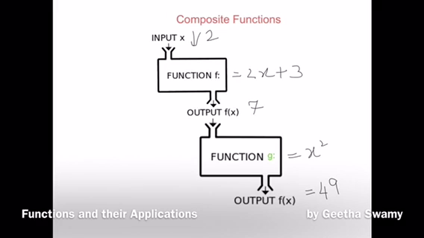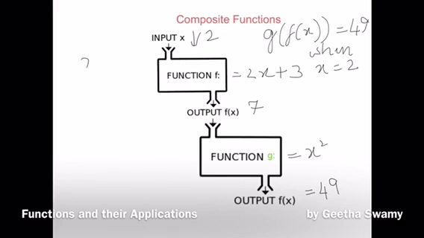So the output of the composite function g(f(x)), because we are putting the f function into the g function, is equal to 49 when x is equal to 2. This can also be written as g(f(2)) = 49.